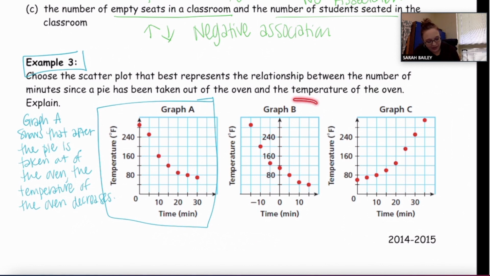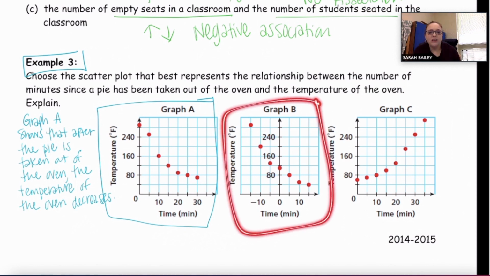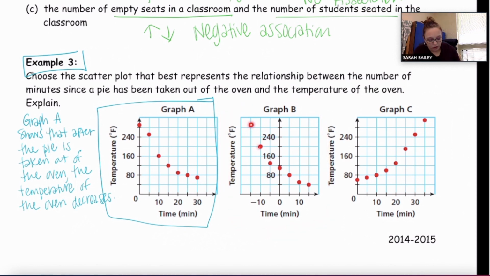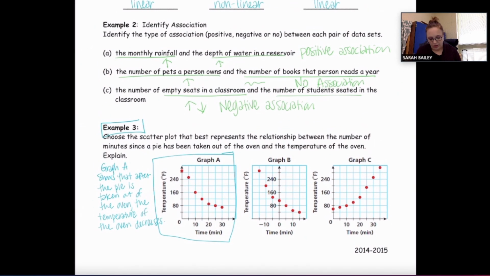For B, this one isn't going to work because you can see the temperature of the oven is starting to decrease before time is at 0, right? And time 0 is when you're going to be taking the pie out of the oven. Unless you're planning on turning the oven off before you take the pie out, this one doesn't make any sense. So A is the best answer here, graph A. All right, let's go to the next page.